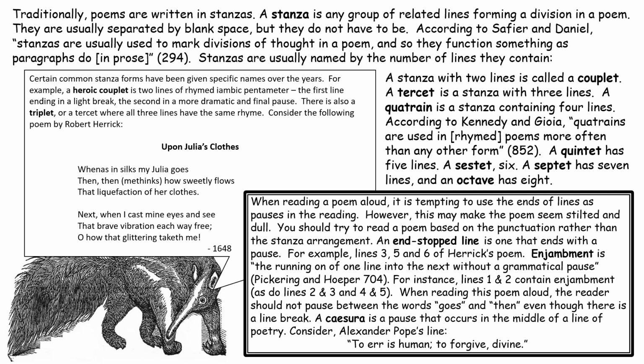So notice in each of these stanzas, we have the same rhyming sound throughout. Goes, flows, clothes, see, free, me. So this poem is made up of 2 triplets. Remember that a triplet is a stanza where all 3 lines rhyme.